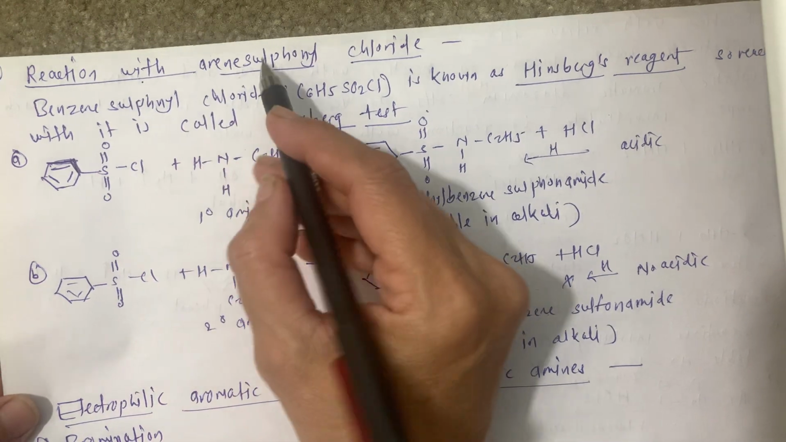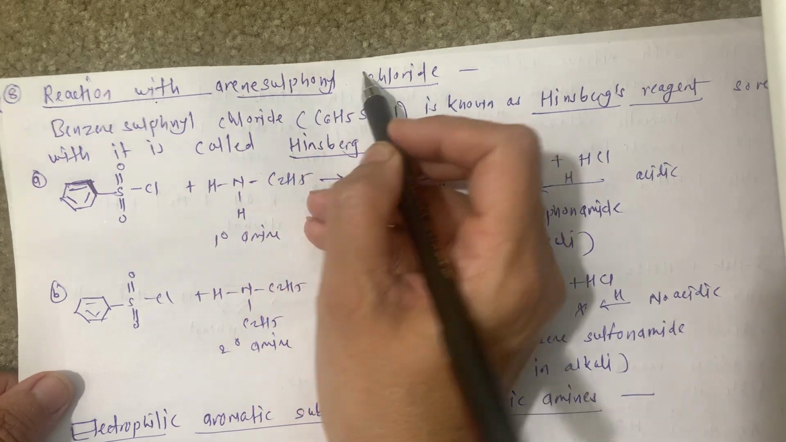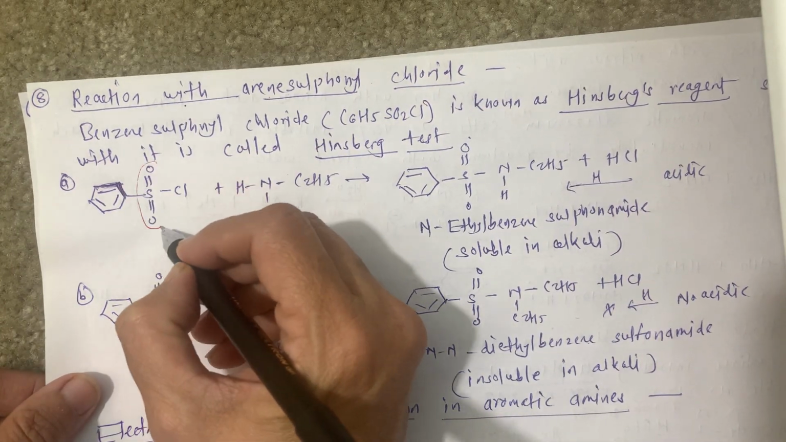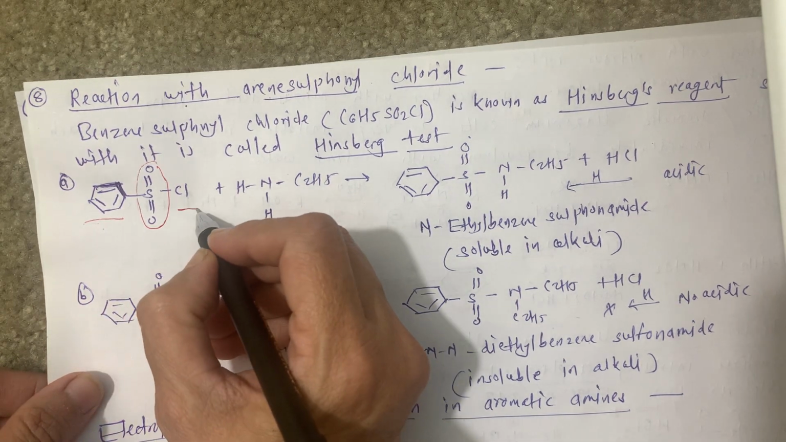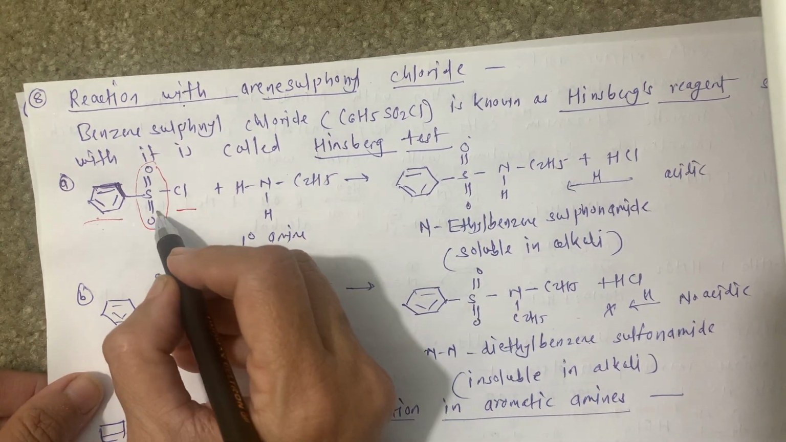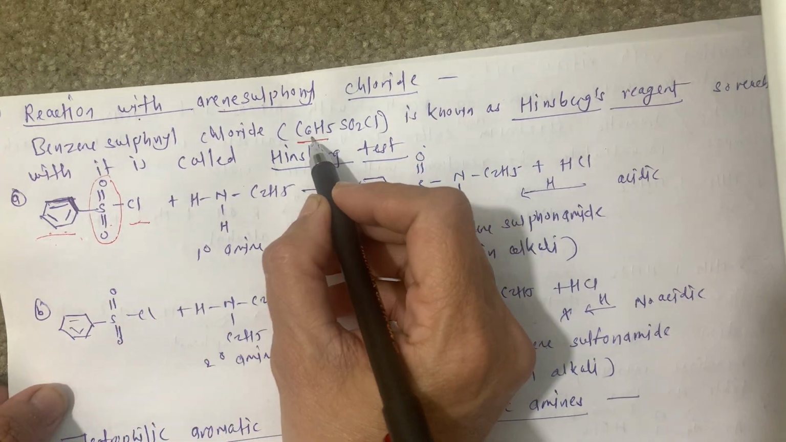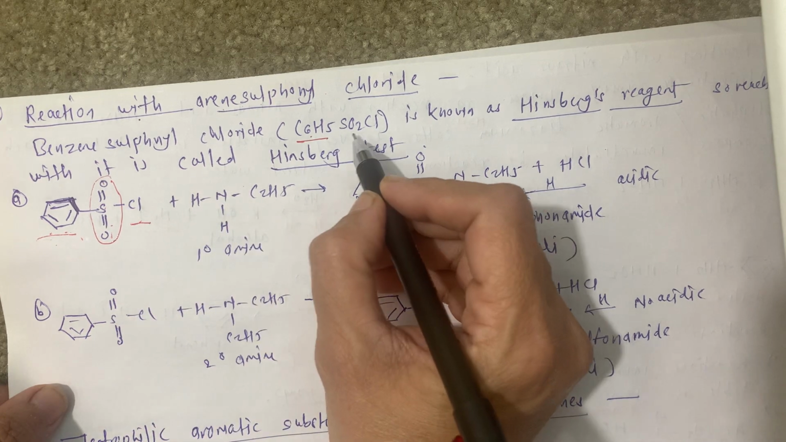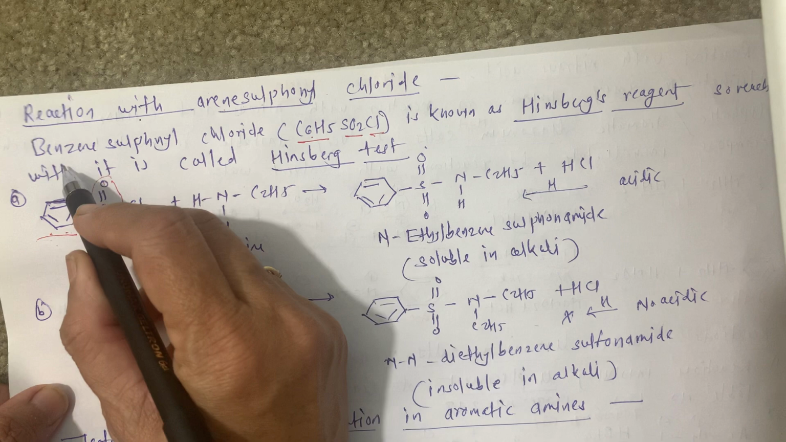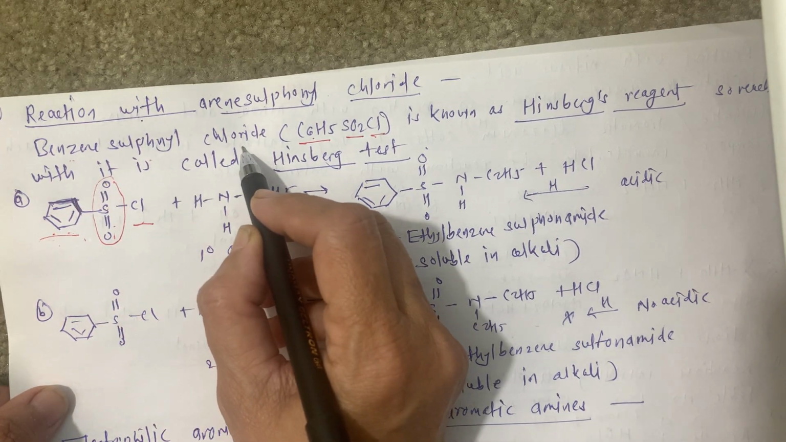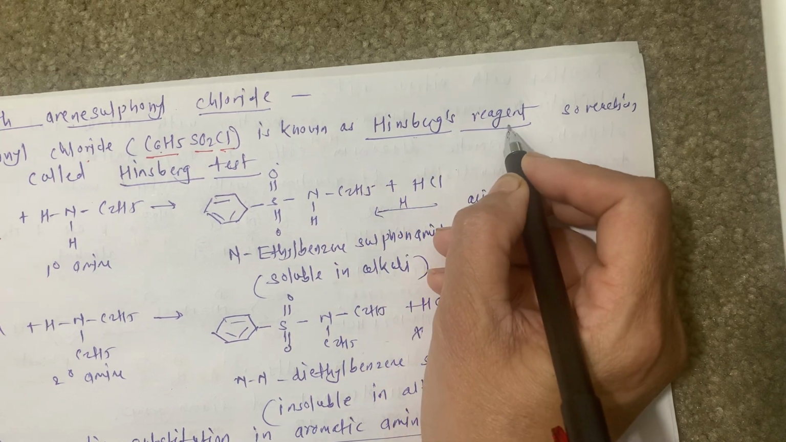Now, the next reaction is the reaction with arene sulfonyl chloride. What is arene sulfonyl chloride? This is our sulfonyl group, SO2. This is our aryl group, and here it is chlorine. So arene sulfonyl chloride means C6H5, SO2, and chlorine. This is benzene sulfonyl chloride, which is also known as Hinsberg's reagent.